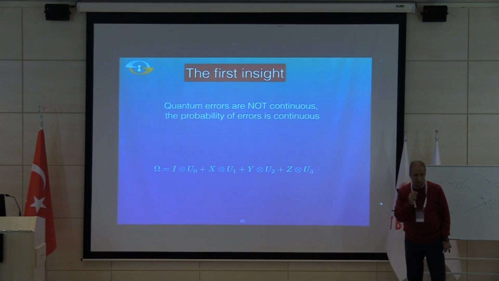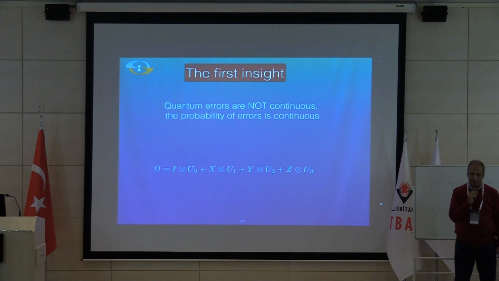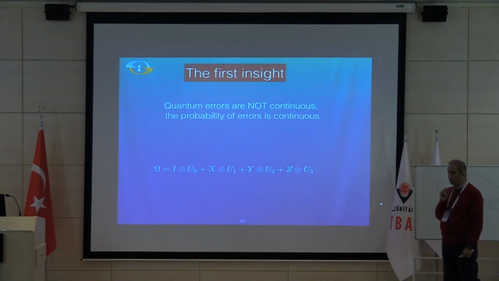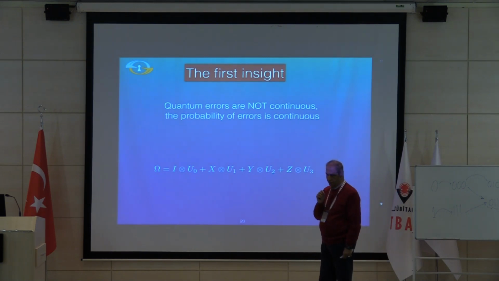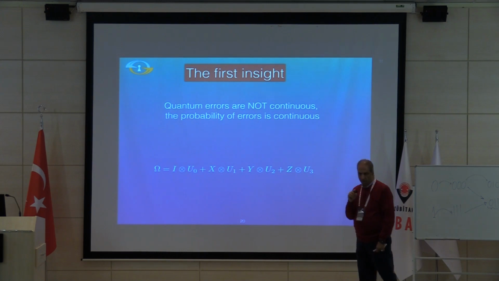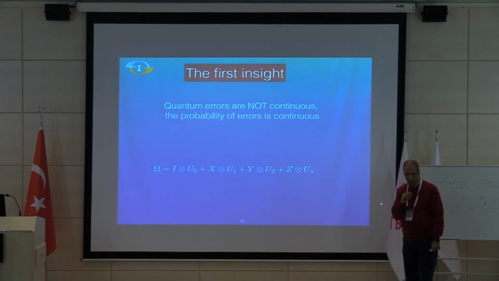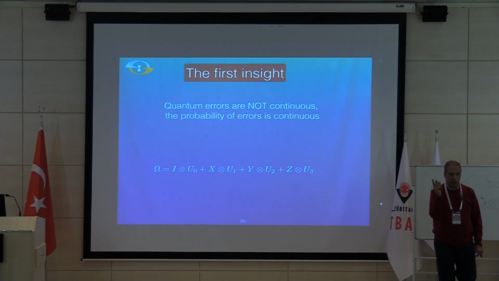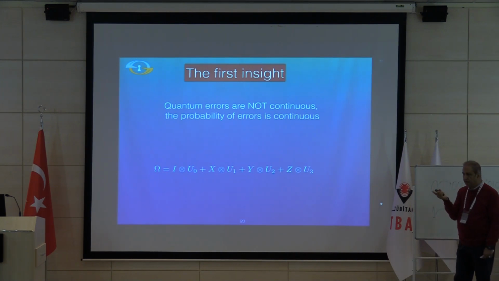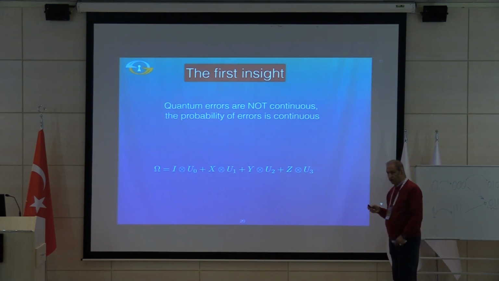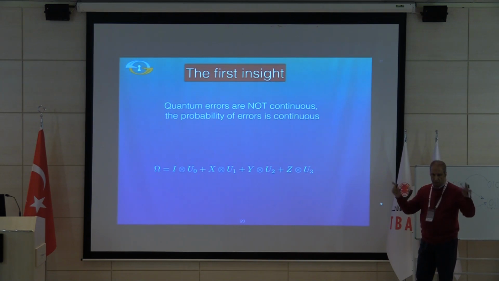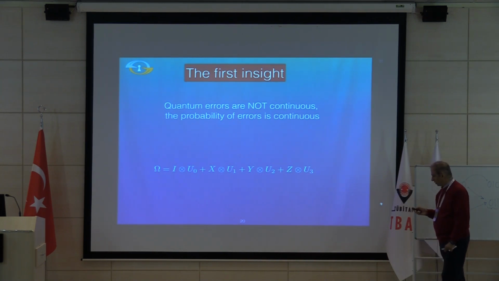The first thing is that quantum errors are really not continuous. Contrary to our initial understanding, quantum errors are not continuous. It's the probability that is continuous. The errors are always I, which is no error, X, Y, or Z. Why? Because if you consider a qubit and its environment, any big unitary operator which acts on this qubit and its environment can be written like this.